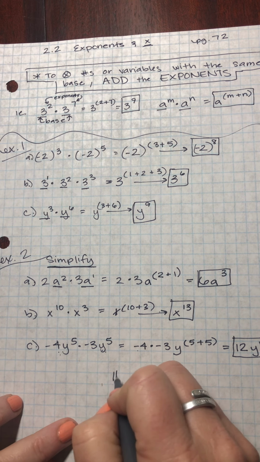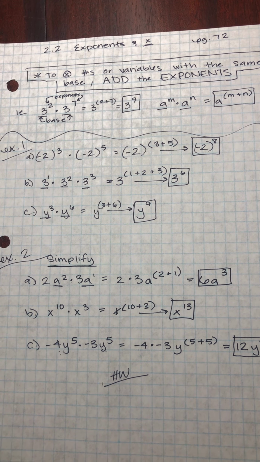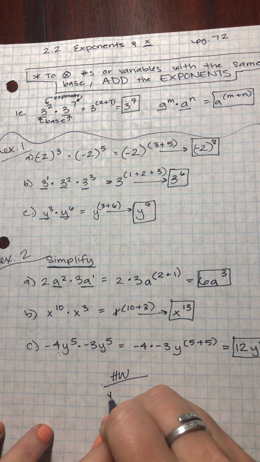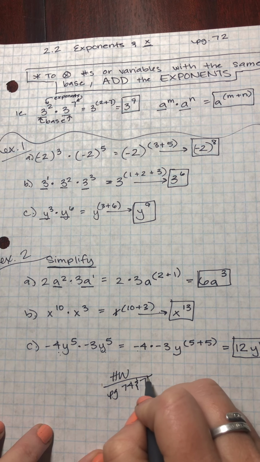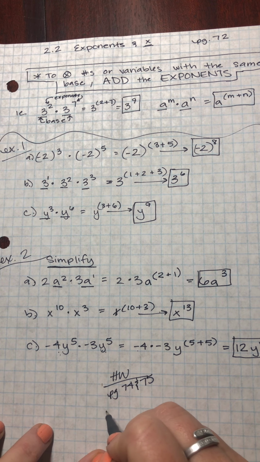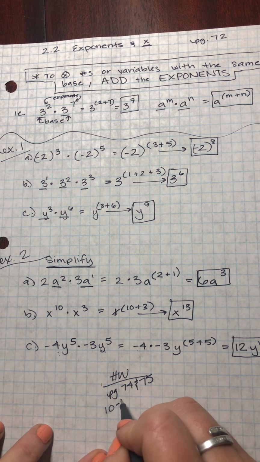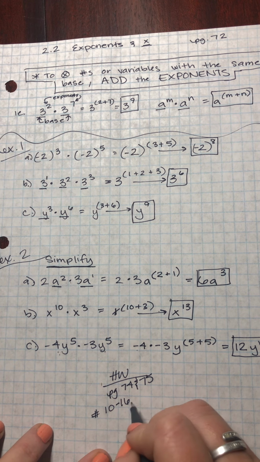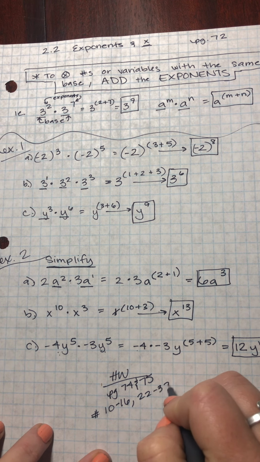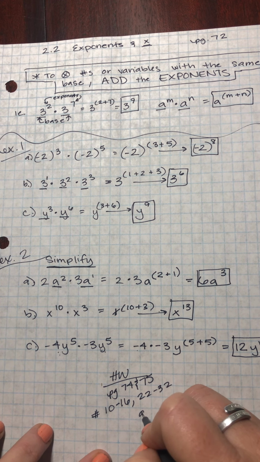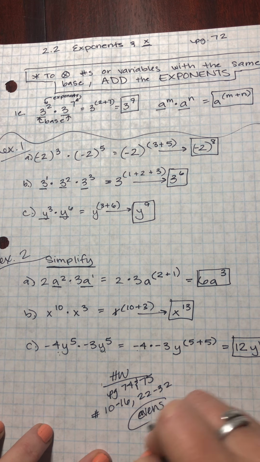For homework, we're going to try some even problems on page 74 and 75. We're going to do 10 through 16 and 22 through 32, all evens in both sections.